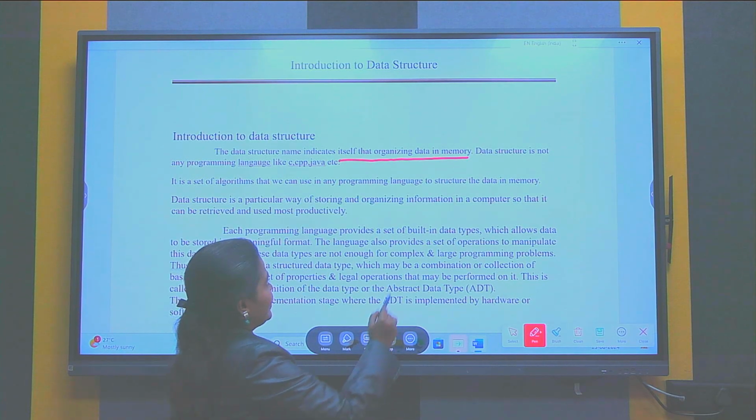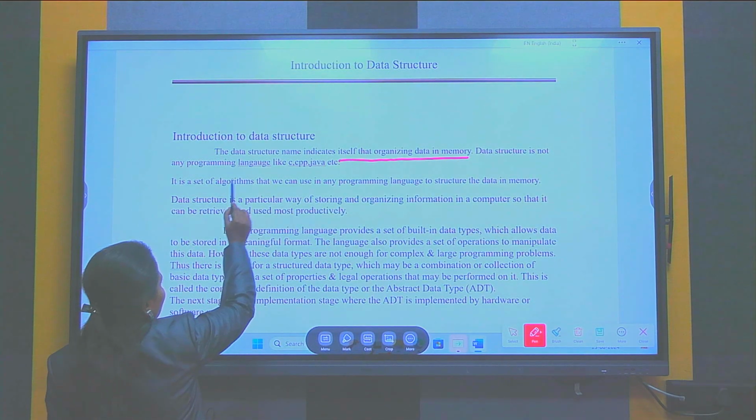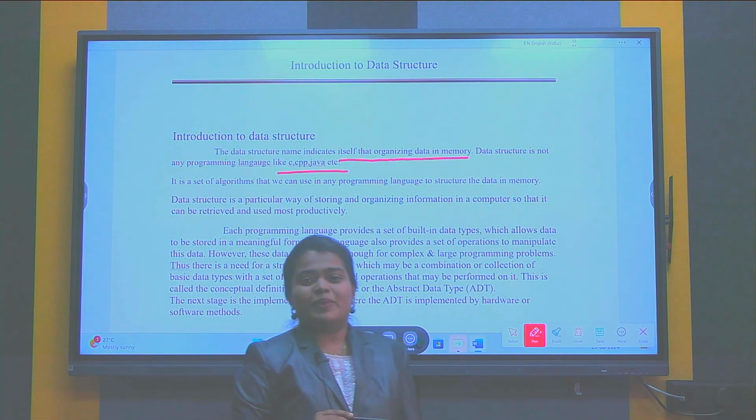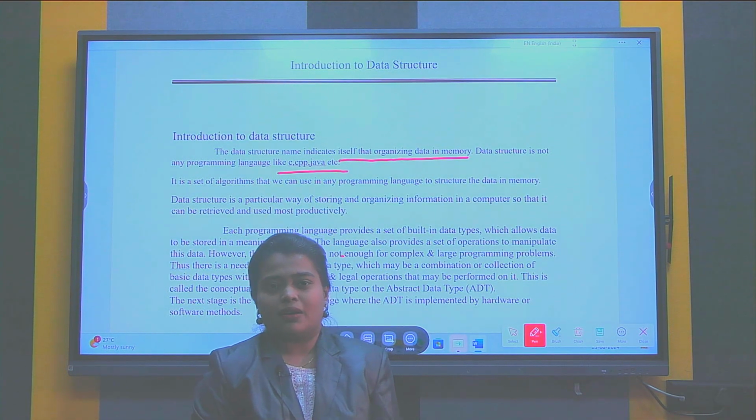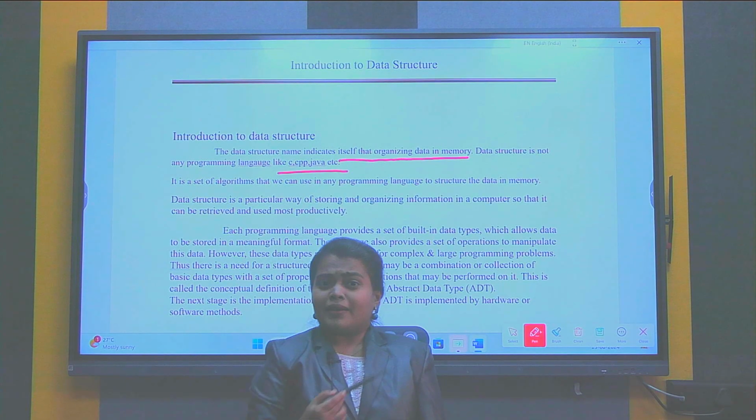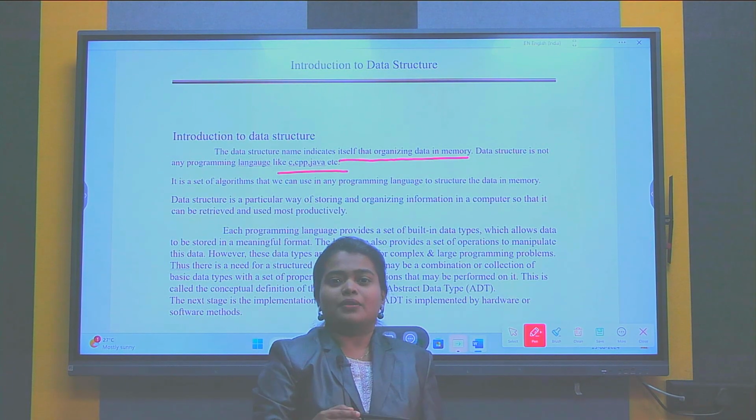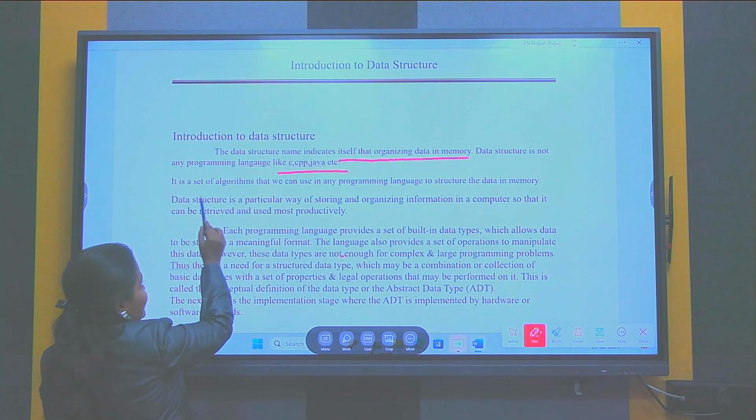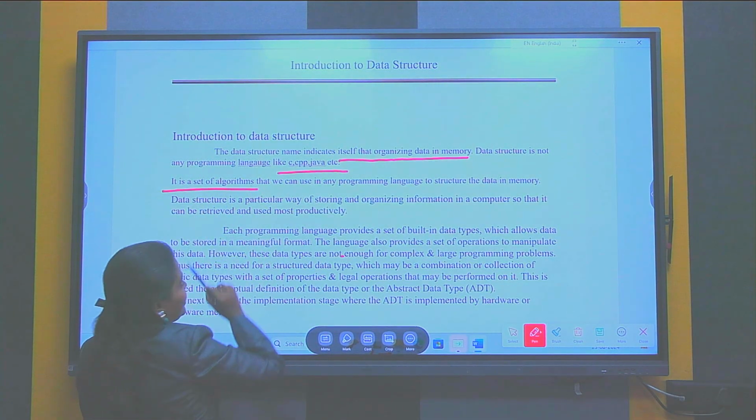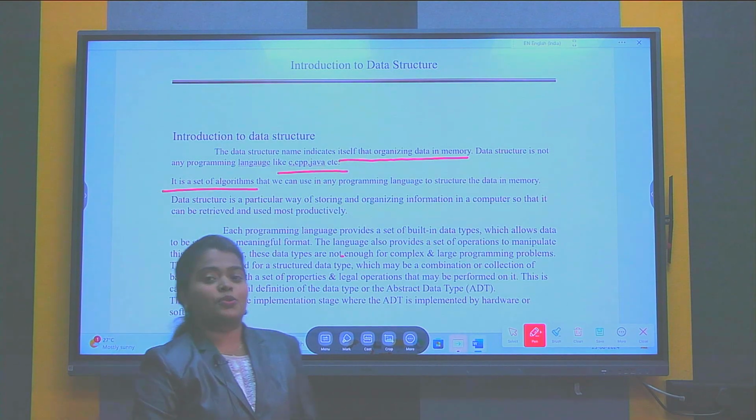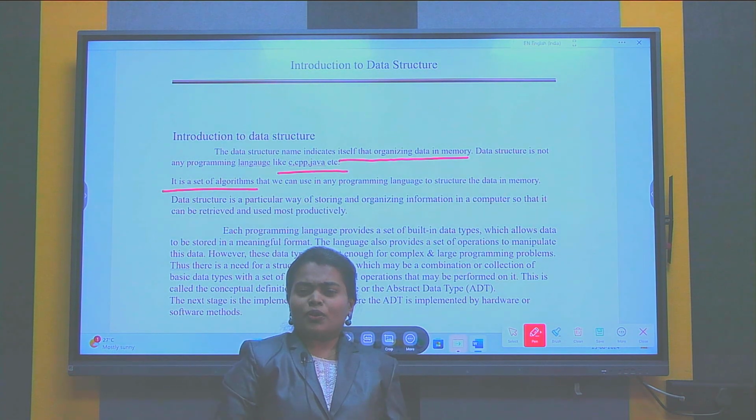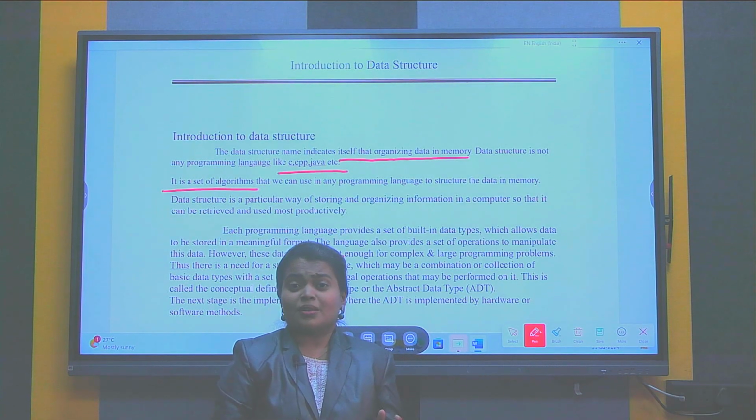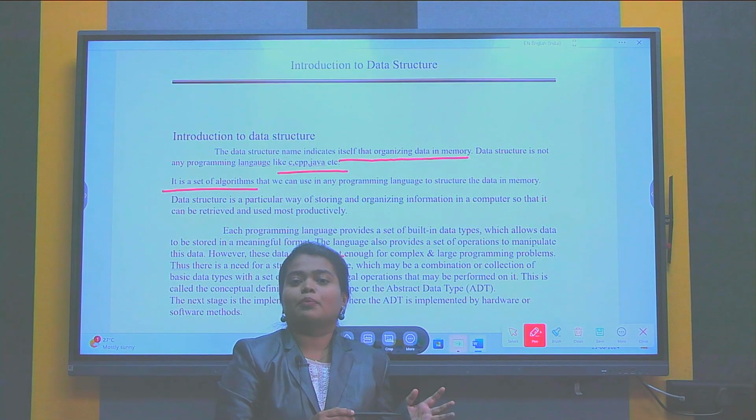The next point is that data structure is not a programming language like C, CPP, Java. As we know, C, CPP, Java are our programming languages, and data structure is not similar to them. It is a set of algorithms that we can use in any programming language to structure data in memory. We store our data in the computer's memory in a structured way, and therefore we take the help of data structure.